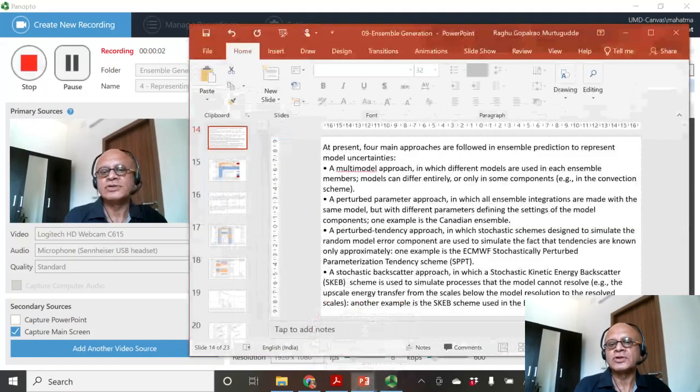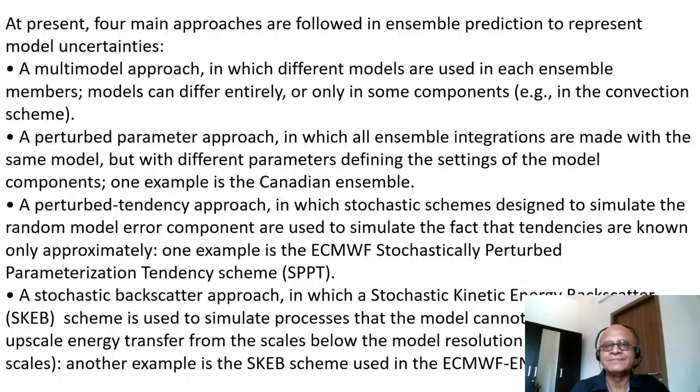Okay, so ensembles always have the spread, and we talked about the ensemble mean, ensemble error, standard deviation, and how closely bunched together the ensemble members are, and how that corresponds to skill, and so on and so forth. But ultimately, this probabilistic forecasting method of the ensemble approach has to also represent model uncertainties. And here are the four main approaches that are followed in ensemble prediction to represent model uncertainties.